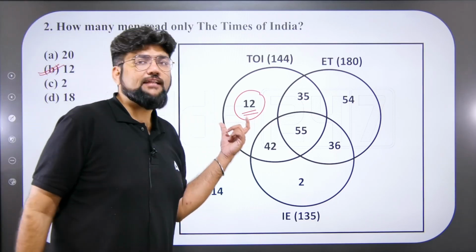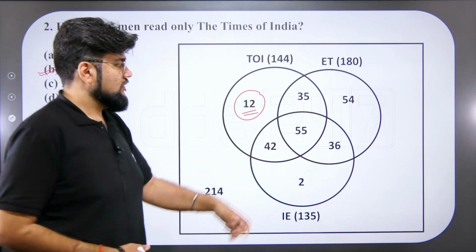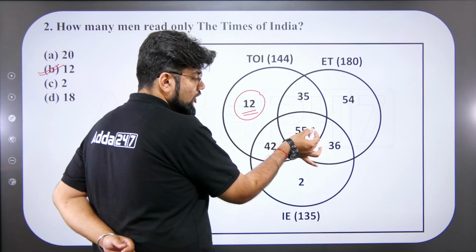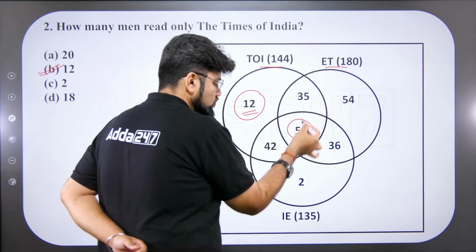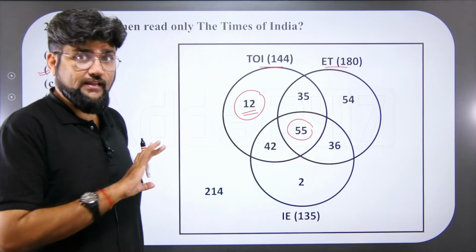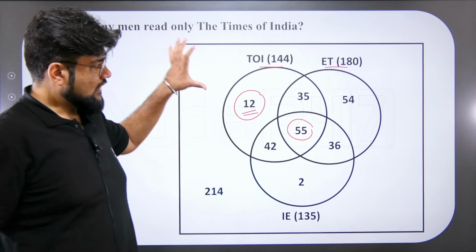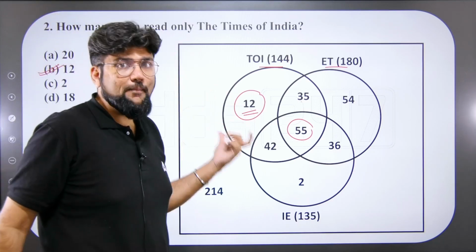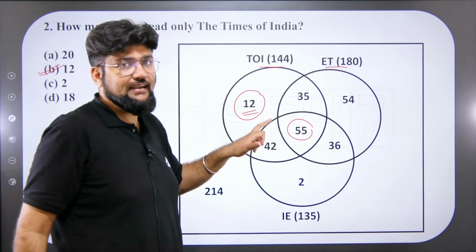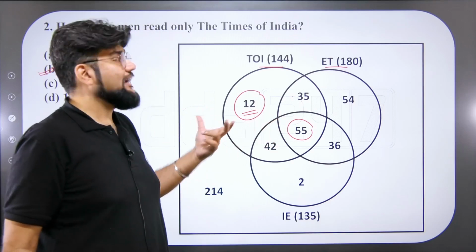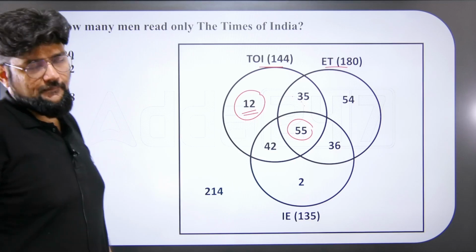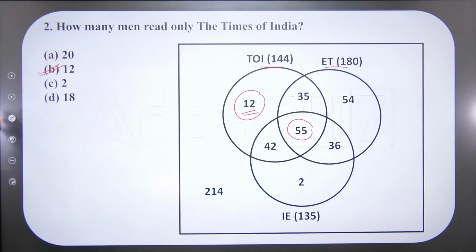How many men read the Times of India and the Economic Times? So you will say 35 plus 55, that is 90, because these people also read these two at least. They also read Indian Express, but the question is not asking you to exclude Indian Express. So if the question asks how many read Times of India and Economic Times, you will say 35 plus 55, 90. If the question says how many read only Times of India and Economic Times, then you will say 35. Okay? The next question.